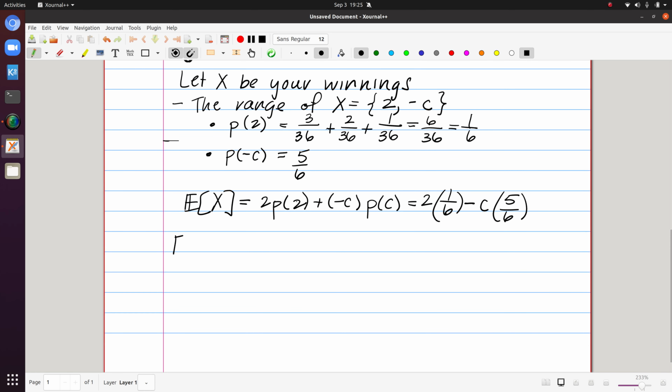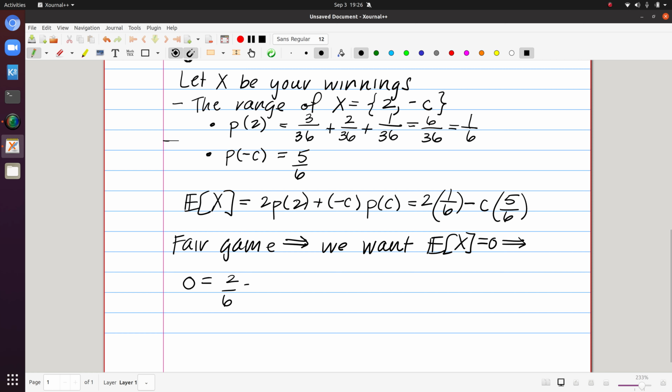So a fair game, like I said before, implies that we want the expected value of our random variable to be 0. So in this context, that means we want 0 to equal (2 minus 5C) over 6. 0 should then equal 2 minus 5C. 5C should equal 2, or C should equal 2/5.